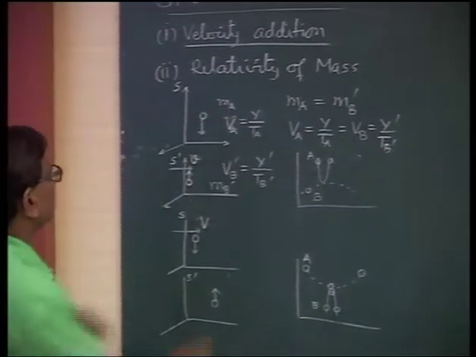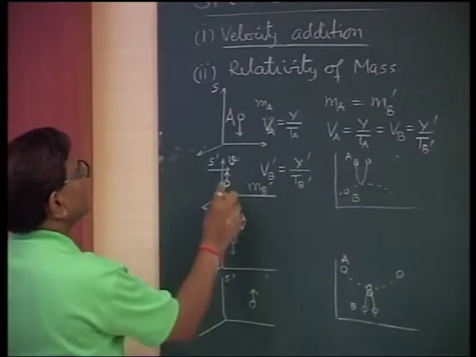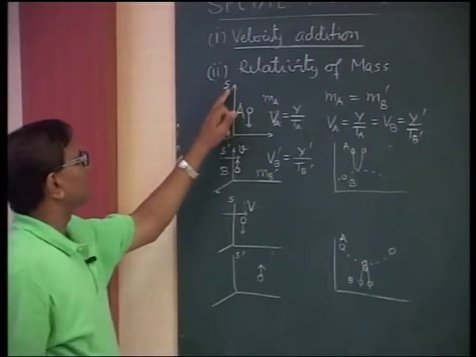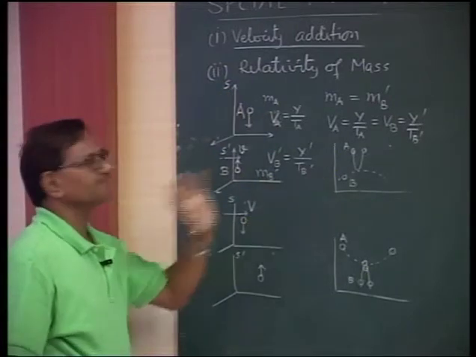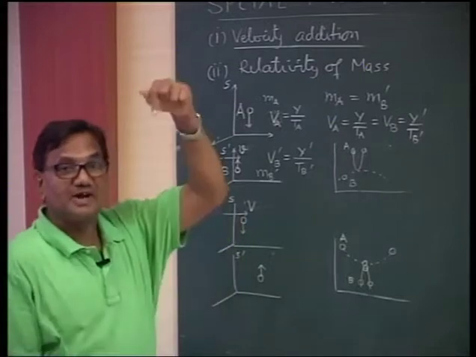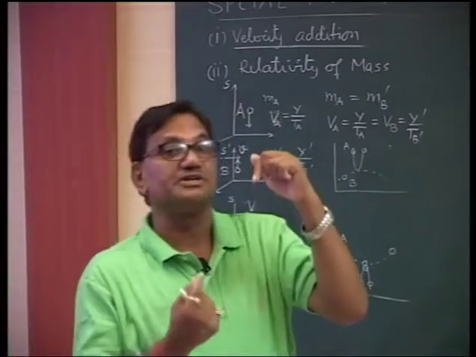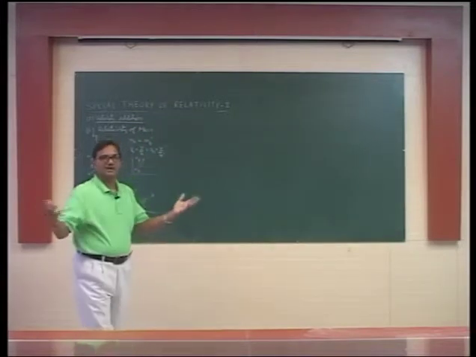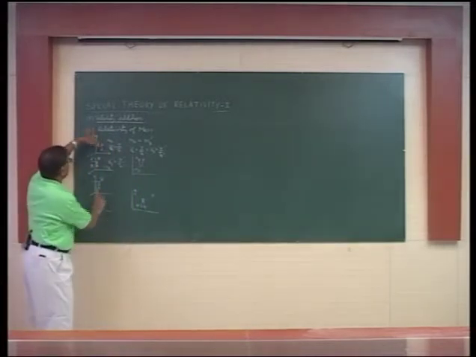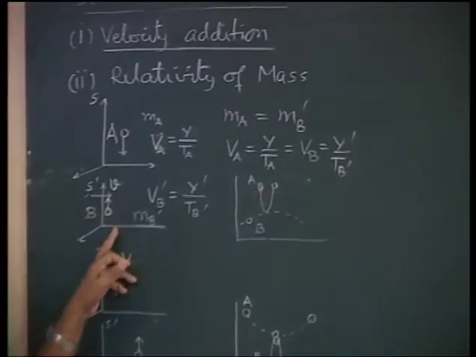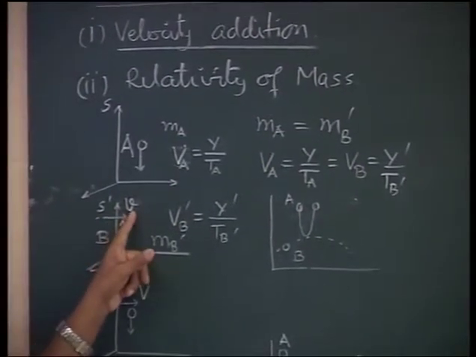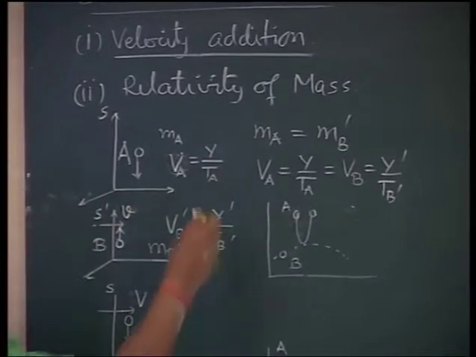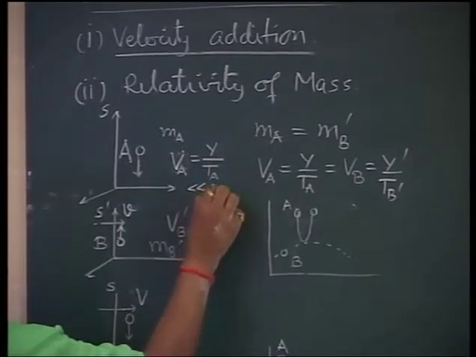We consider one particle A in the S frame and another particle B in the S dash frame. S dash is moving with respect to S in the direction of the X axis. We consider the particles to collide in the Y direction, because if we consider their collision in the X direction, length contraction will come into the picture. We want to avoid it to simplify the mathematics, and therefore we consider the two particles to collide along the Y axis. Since S dash is moving with a very high velocity V, and particle A is moving with a velocity VA which is much less than the speed of the frame.